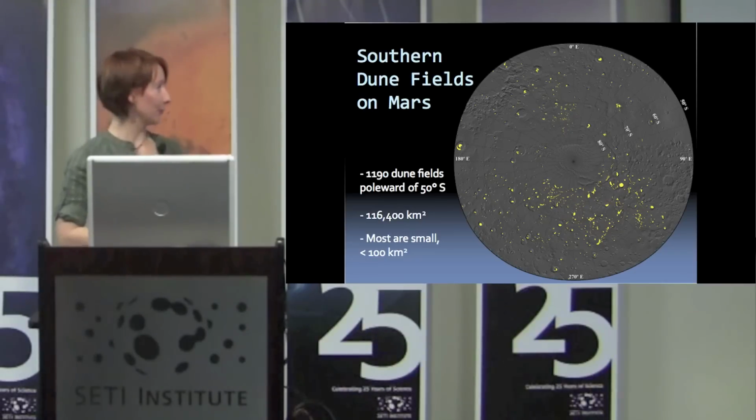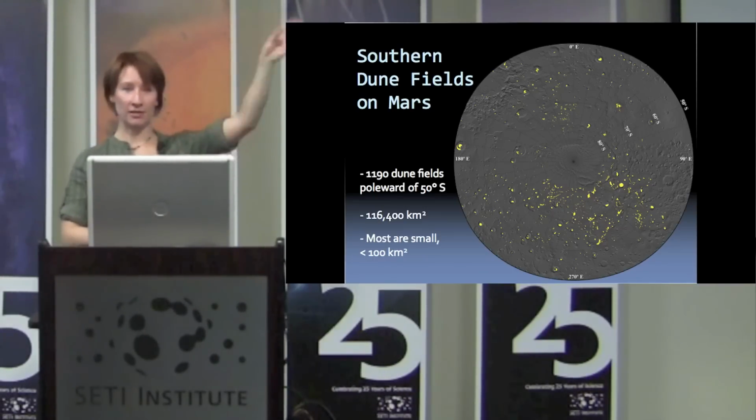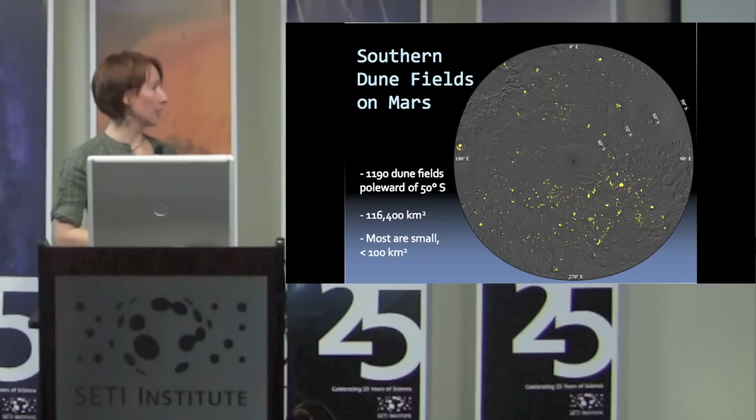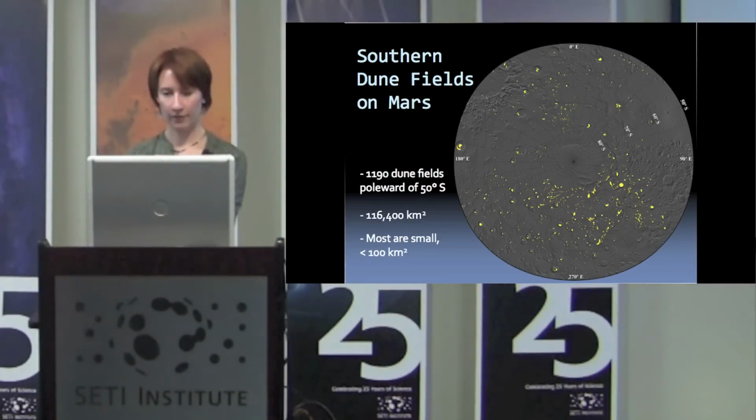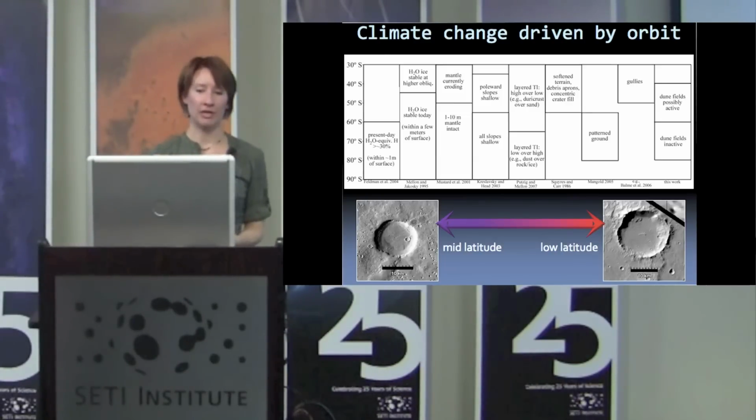Mapping took a long time. They cover 116,000 square kilometers, which sounds like a lot, but really it's only about 1/8 of the coverage of sand that we have on Mars. Remember, 80% of it is locked up in those northern polar sand seas. Most of these dune fields are small, less than 100 square kilometers in size. So what we were looking for was evidence of climate change.